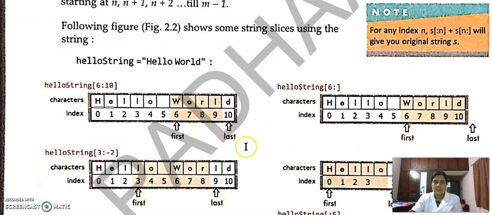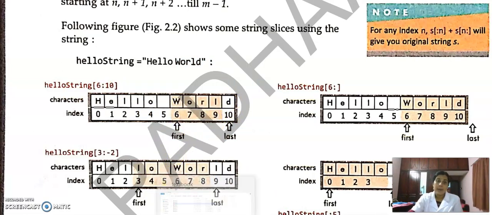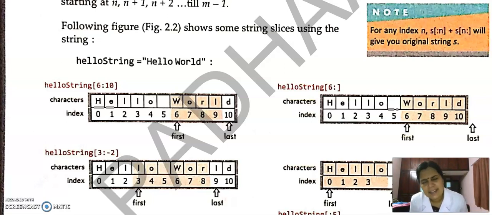So we can use an example. Suppose our string is hello string, suppose it is hello world. Then hello string of 6 colon 10, what will be the output? The 6th position is W, the 10th position is D. But the output is WORL. It omits D. That means the last position is omitted. Up to that position, the values are extracted. The 6th position is included and the 10th position is not included. That means n minus 1: if n is the last position, then up to n minus 1 characters are extracted. Then the output will be WORL.